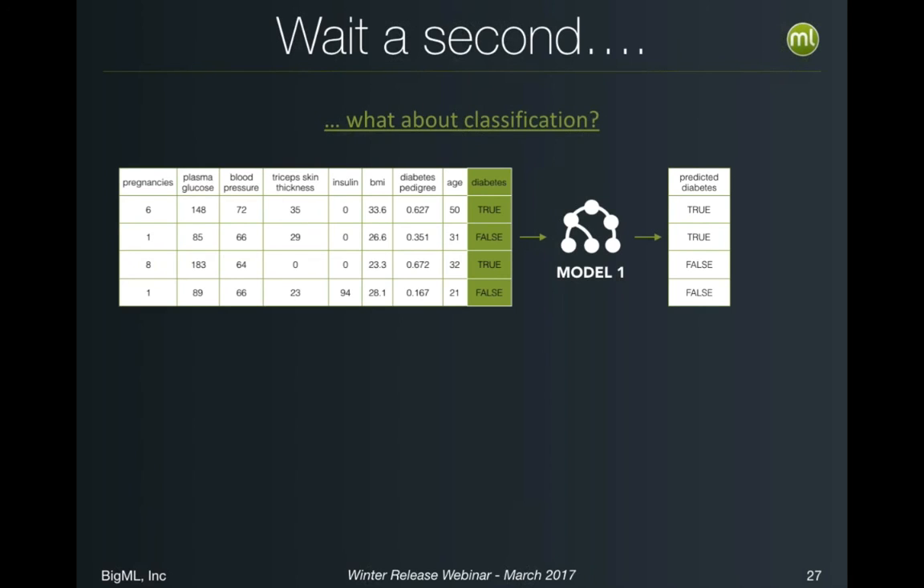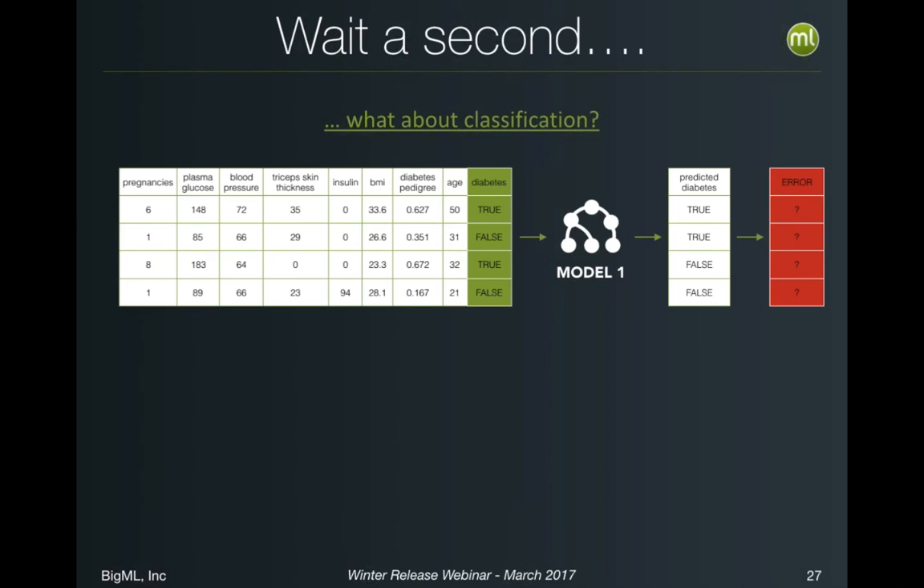The first patient was true, we predicted true. The second patient was false, we predicted true. True, false, false, false. Okay, so we made some mistakes. But now is when we run into the problem. How do we measure the error? What is the numeric value of saying something was true, but it was actually false?